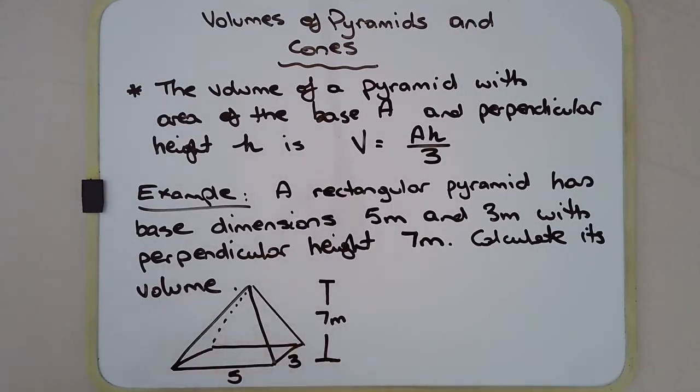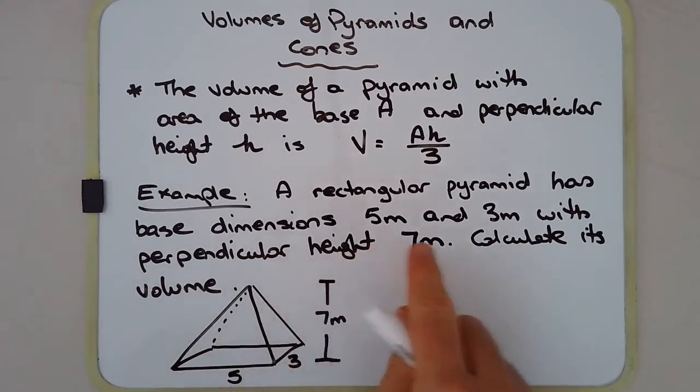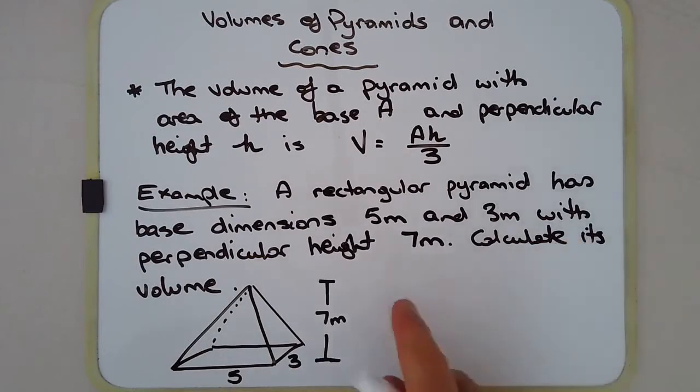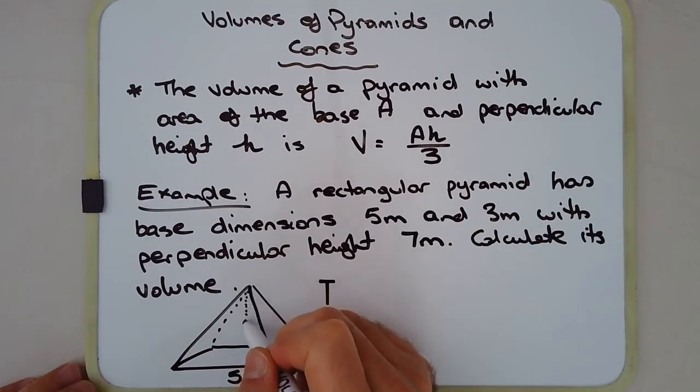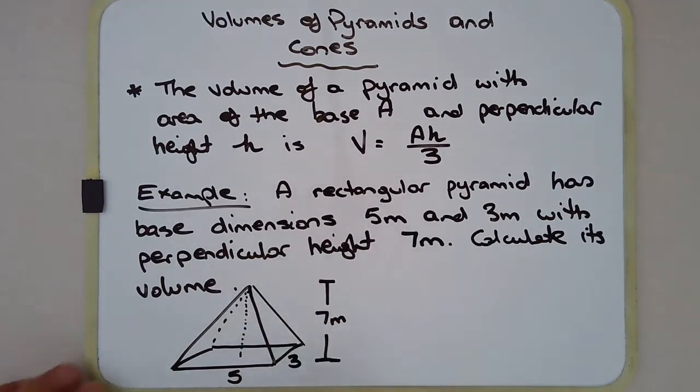So as an example, a rectangular pyramid has base dimensions 5 meters and 3 meters with perpendicular height 7 meters. So the perpendicular height is this height here. It must form a right angle there. I've seen questions where they try and trick you a little bit, and they might actually give you the slant height, the one on an angle. You can't use that, so you've got to use Pythagoras theorem then to find the perpendicular height, which is obviously 7 meters there in this question.